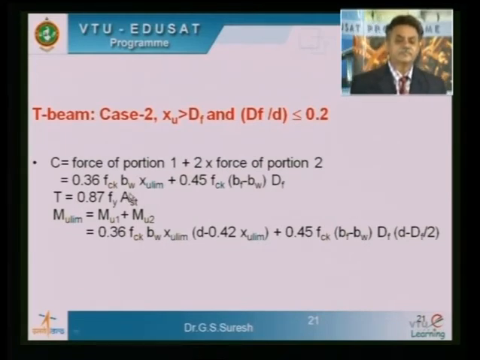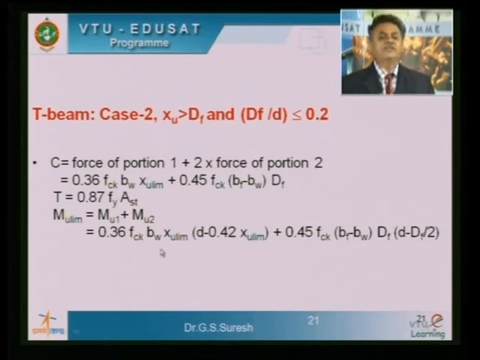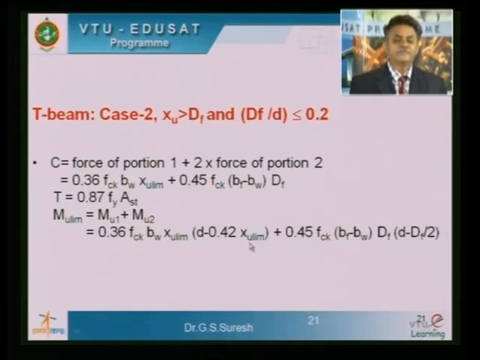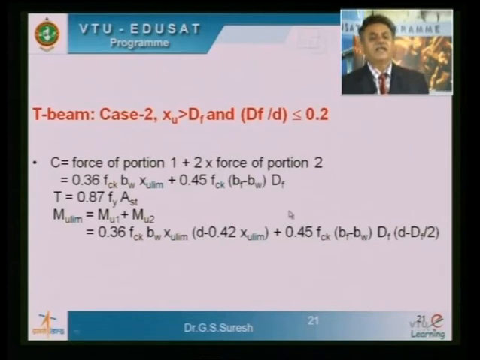So, for the balanced section, I can calculate MU lim as 0.36 FCK BW XU lim into (D minus 0.42 XU lim), and for the flange portion 0.45 FCK (BF minus BW) into DF, and the lever arm is D minus DF by 2. This is how I calculate MU lim.